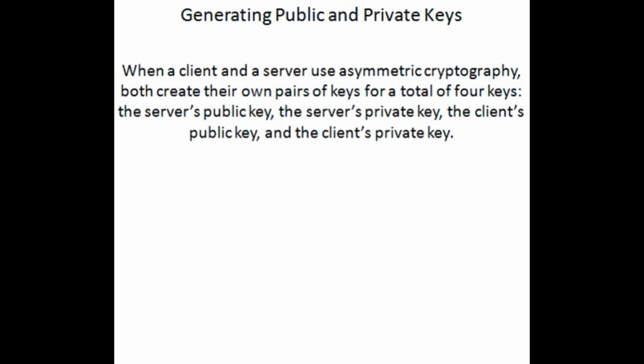Generating public and private keys. When a client and a server use asymmetric cryptography, both create their own pairs of keys for a total of 4 keys: the server's public key, the server's private key, the client's public key, and the client's private key. A system's key pair has a mathematical relationship that allows data encrypted with one of the keys to be decrypted with the other key. These keys have a mathematical relationship based on factoring prime numbers such that each key can be used to decrypt data encrypted with the other key.